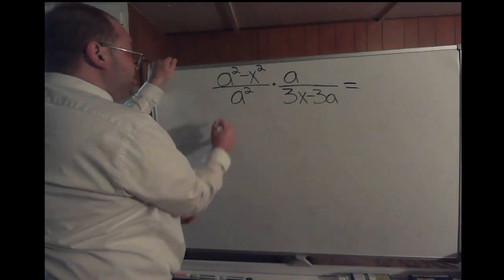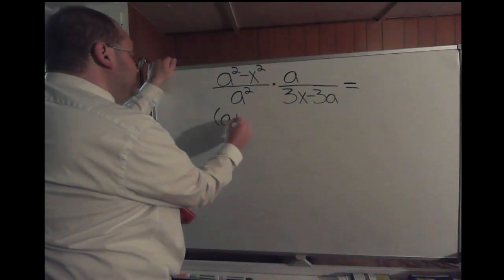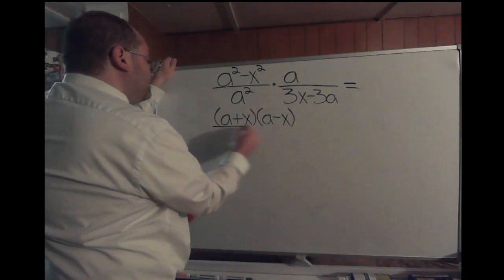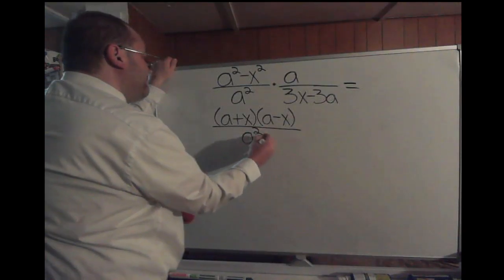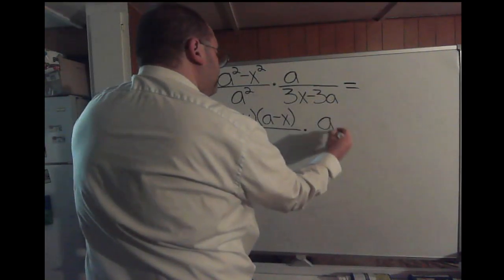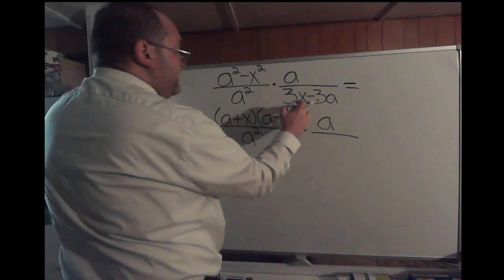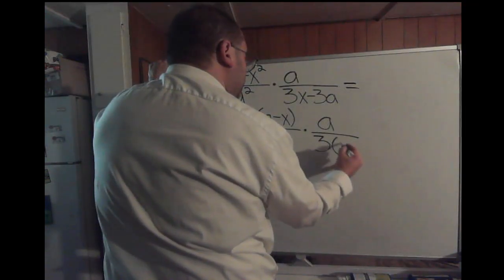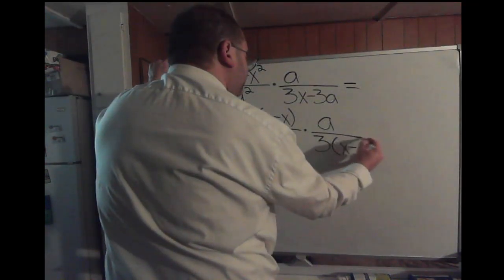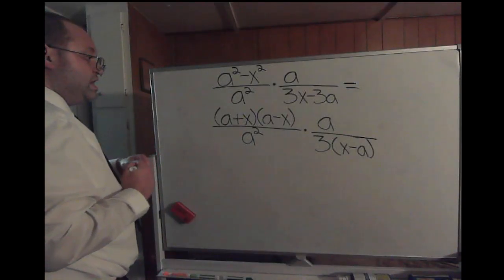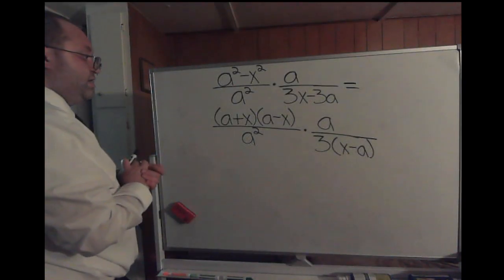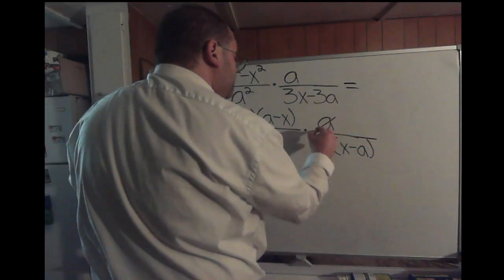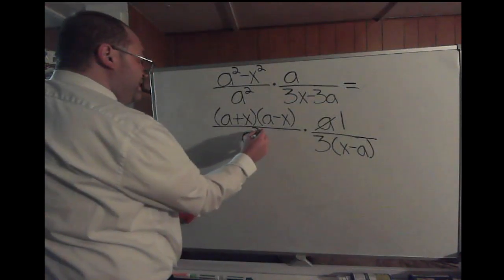Start with your a squared minus x squared. You would get the quantity of a plus x times the quantity of a minus x all over your a squared times your a. Now let's factor the 3x minus 3a. You could factor out a common 3. You would get 3 times x minus a. Well, let's see here. Between a squared and a, there is a greatest common factor of a. You divide a by a, you just get 1. Divide a squared by a, you get a.